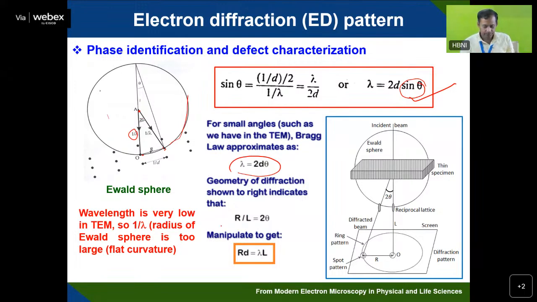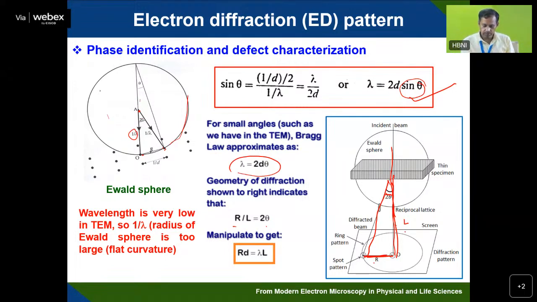If you see this equation, on the right side here, this is a specimen. On the specimen, this is the incident beam, the transmitted beam which is passing through here, and then the diffracted beam here. This is the angle 2 theta, this distance from the center is R, and this length is L. Then R by L will be 2 theta.